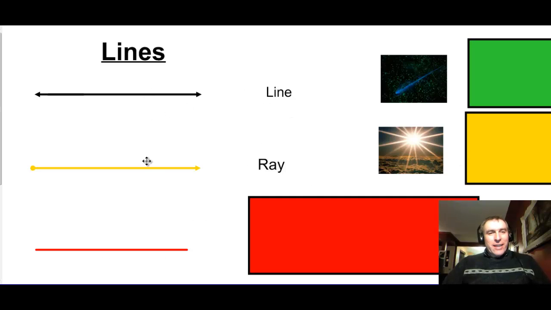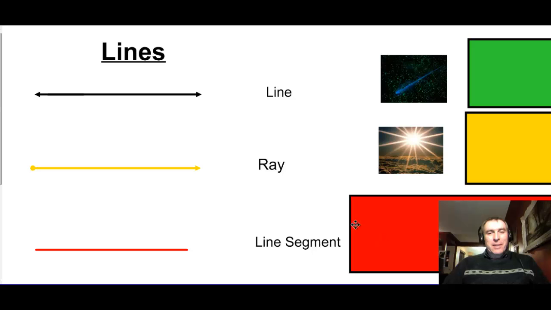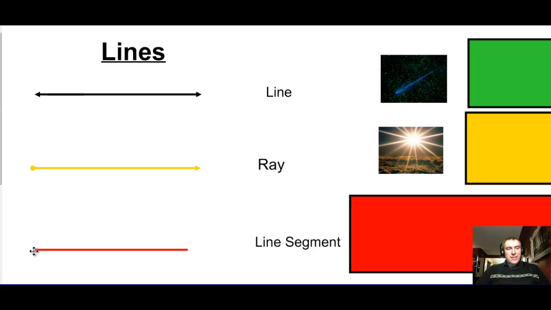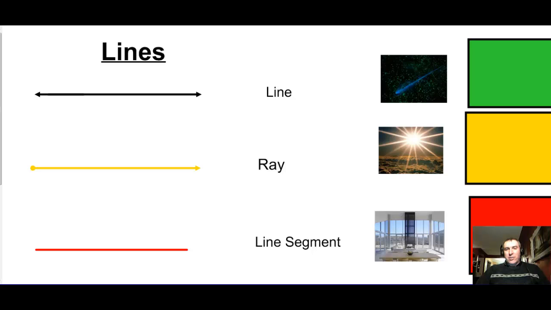So if this is a line, this is a ray, then what is this? It's a line segment. It's as if someone grabbed a part of the line up here and just put a stop on both ends. And that's what a line segment is. And we see that in architecture all around us. Look at the windows and the lines that are in it. They all end and they all go in straight lines. So that is a line segment.